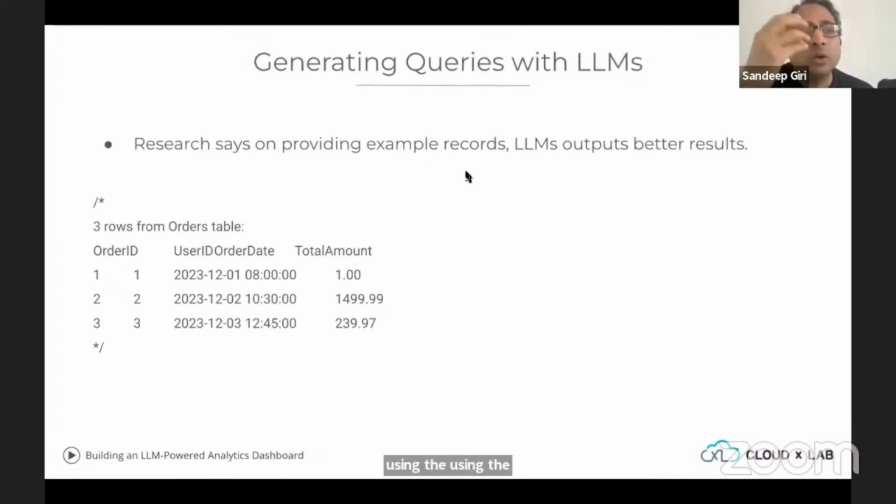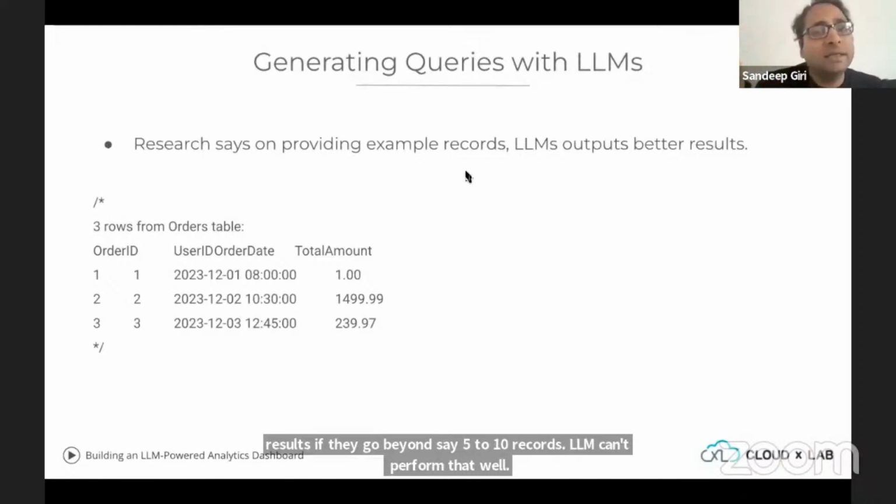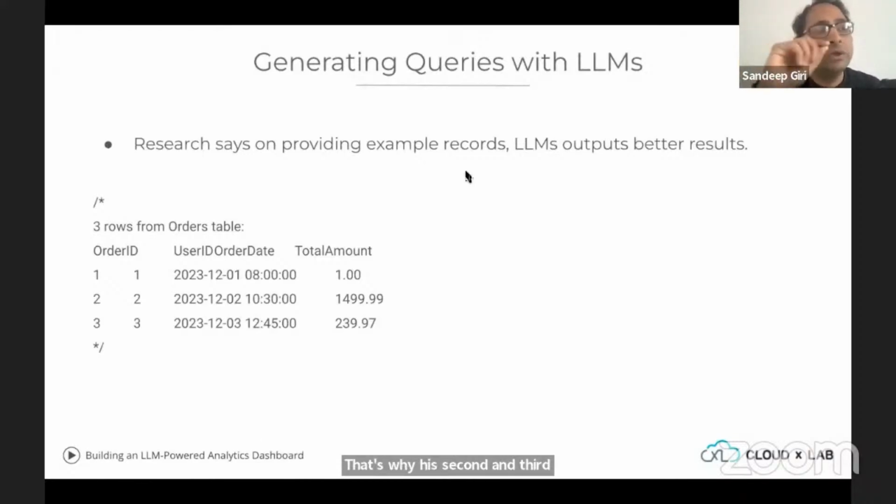These results, if they go beyond, say, 5 to 10 records, LLM can't perform that well. That's why his second and third approaches were very good. So if your data size, the result coming from the database table, is very big, what would you do? You will ask it to generate Python analytics code. So you will take this data, present it as graphs and charts, as well as in case you are trying to do predictive analytics, let's say the result that we got from the SQL query contains 10,000 rows.